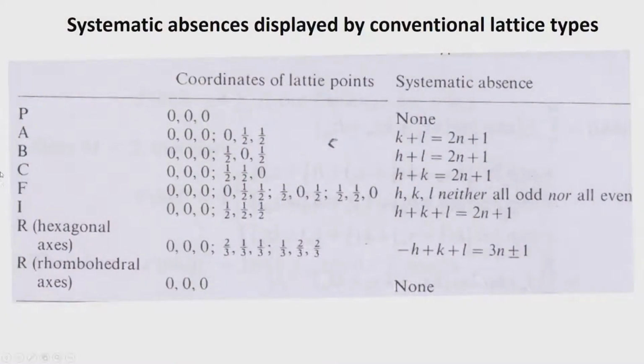So, we have been discussing the appearance of systematic absences depending upon the lattice types, and here is a list of all possible lattices in the 7 crystal systems, which will ensure the number of coordinates of the lattice points, which are shown here, and the type of systematic absence we get as a consequence of the centering of the lattice.